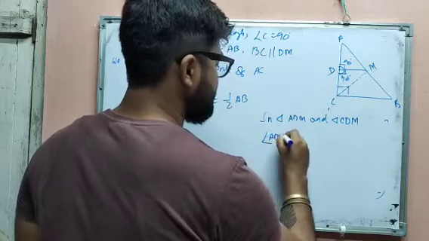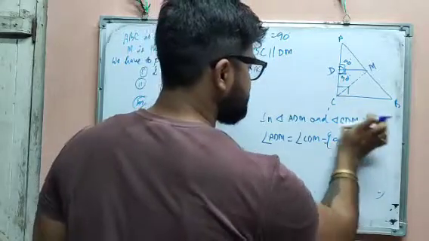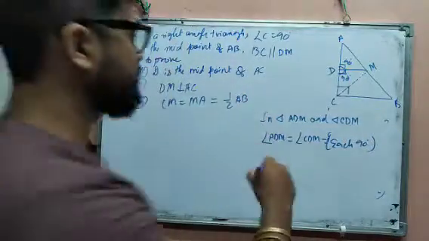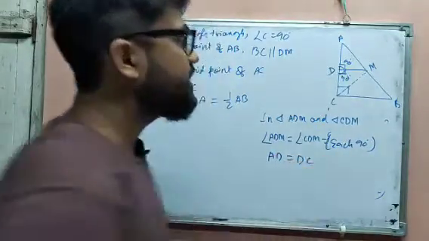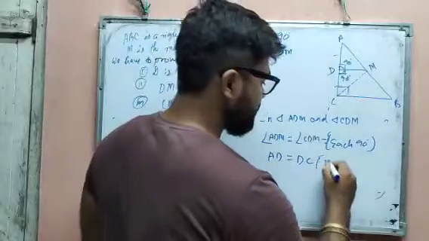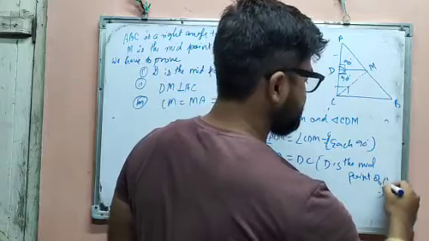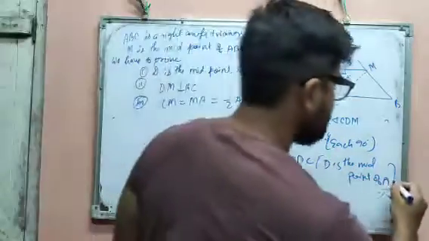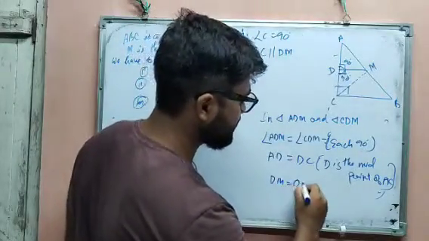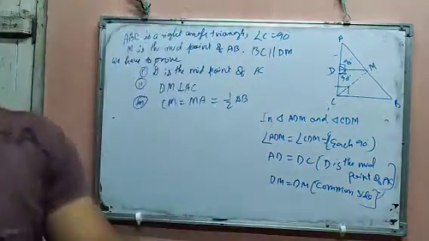Angle ADM equals angle CDM equals 90 degrees. Why are these two equal? Each is 90 degrees. Next you can say AD equals DC. Why are these two equal? Because it is given that D is the midpoint of AC. As D is the midpoint of AC, these two are equal. And one more, DM equals DM, the common side. Why are these two equal? Because they are the common side.